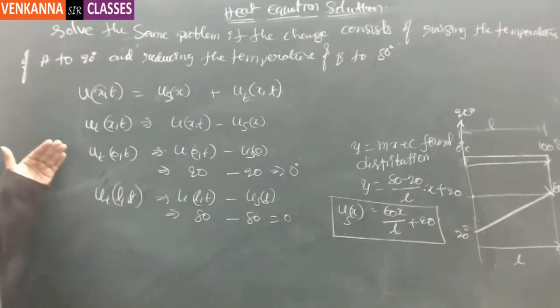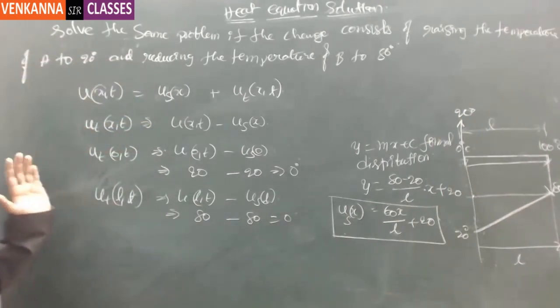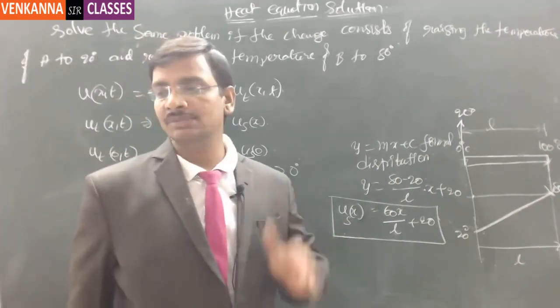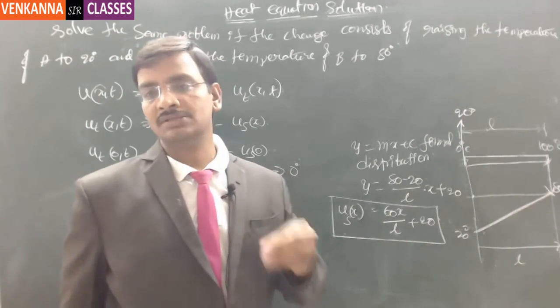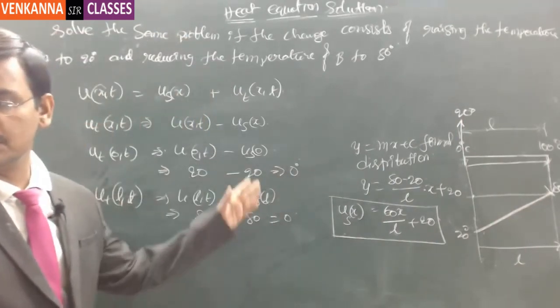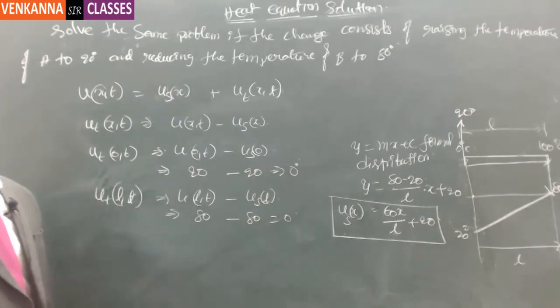Now this is how, for transient solutions, we were able to identify the 0 boundary conditions so that I can simplify my equation to a solvable manner. Got it or not? So this is how we brought the boundary conditions to 0 here.